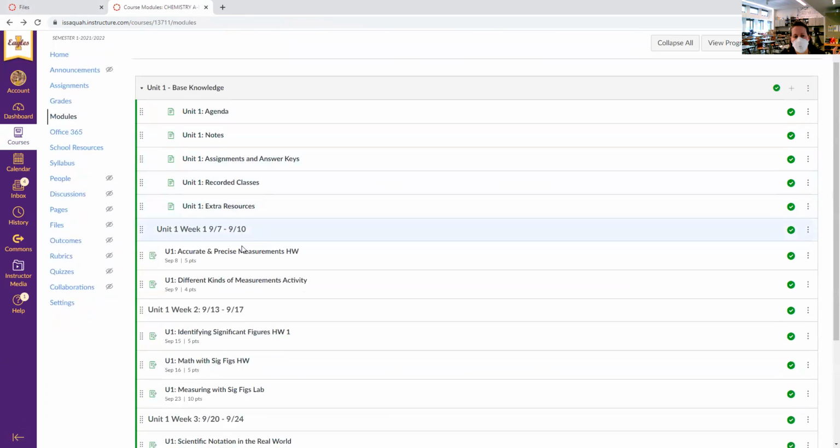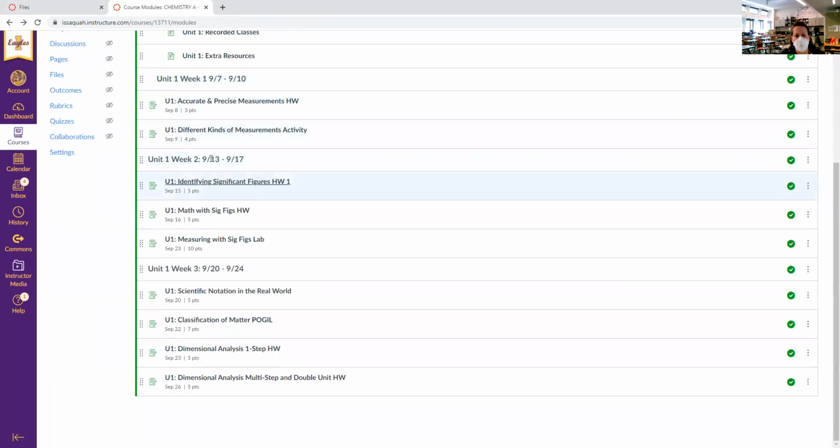And then finally, I put each week and break up the week by the assignments so that you can find the assignments here again. Again, there's like 7 different places to find assignments. They're everywhere. You should be able to find them wherever you need to.